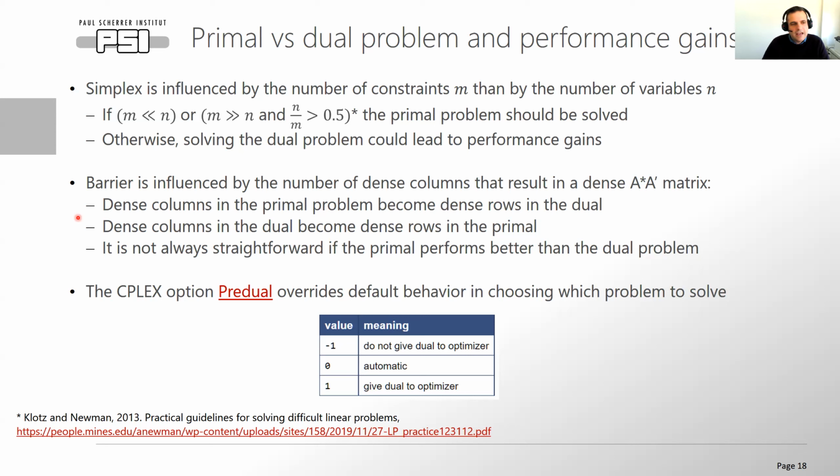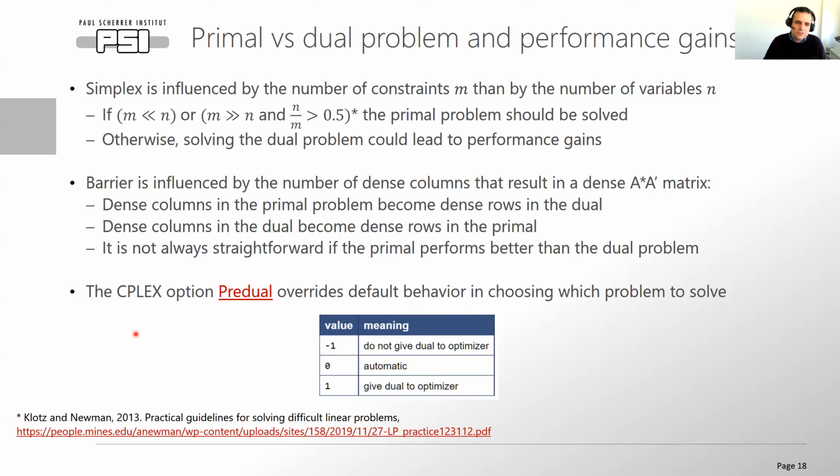It's important to keep in mind that when we solve the primal problem and have dense columns in it, if we change the problem and pass the dual to the barrier, then the dense columns become dense rows. They are eliminated. And the same, the dense columns in the dual problem can become dense rows in the primal problem. So in barrier, it's not always straightforward whether the primal problem performs better than the dual problem. It's worth it to try this first.